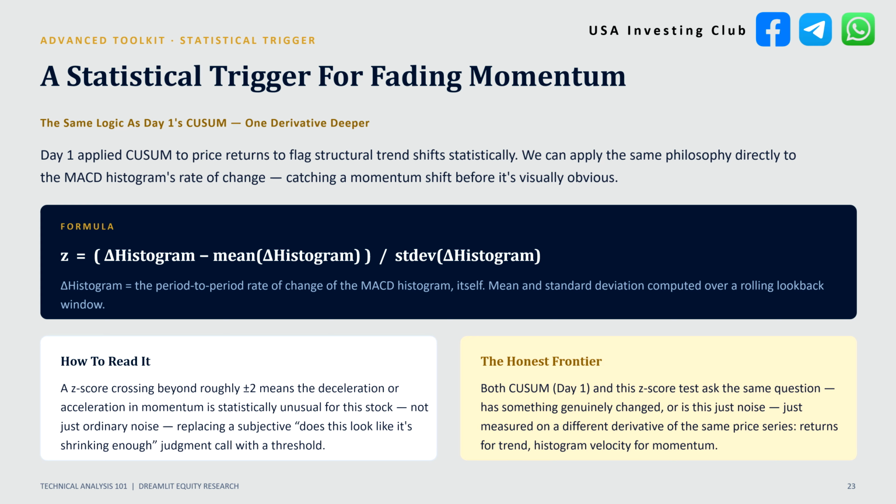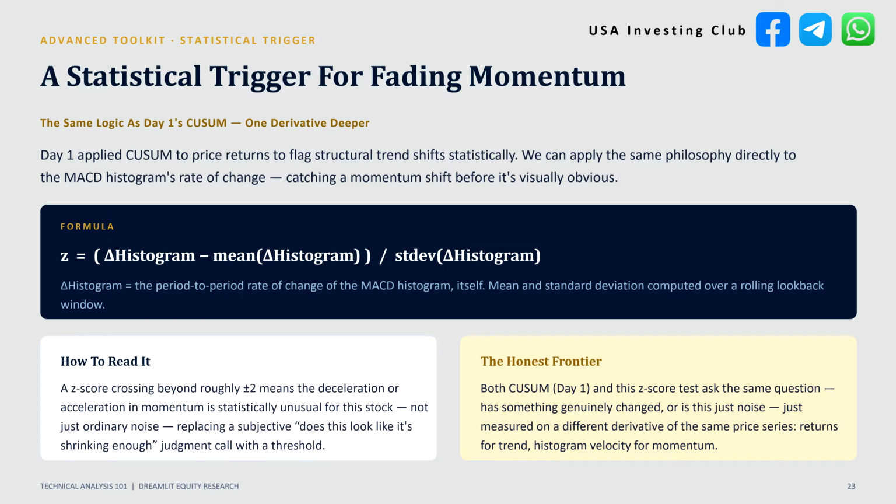The formula, Z equals the quantity delta histogram minus the mean of delta histogram, divided by the standard deviation of delta histogram, where delta histogram is simply the period-to-period rate of change of the MACD histogram itself, and the mean and standard deviation are computed over a rolling look-back window.